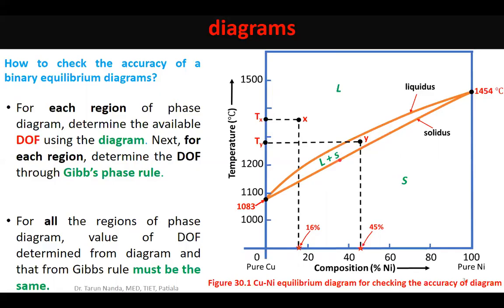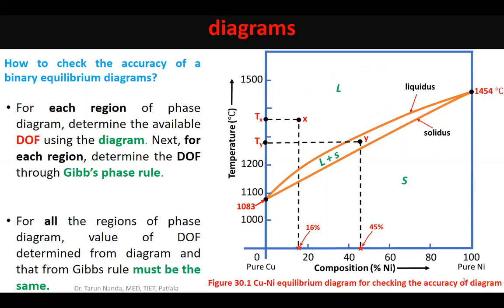and solid solution. Now we have discussed that generally the accuracy of an equilibrium diagram is checked through the Gibbs phase rule. And how do we do it? We go to every region, and first we ask the diagram that when our material system is in this particular region, how many degrees of freedom are available with the material system? And then we apply the Gibbs phase rule in the same region, and again we seek the answer from that equation: P plus F is equal to C plus 1.